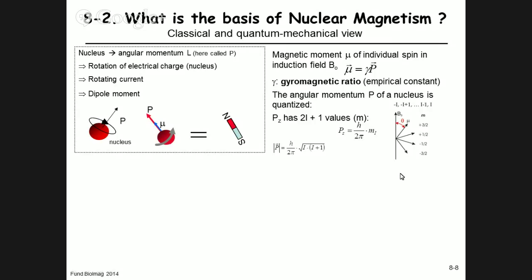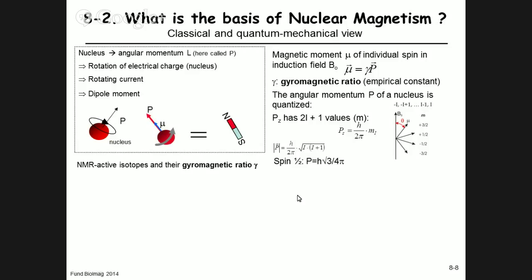One can still calculate and measure a total angular momentum of the nucleus or magnetic moment, but the Z component always has these four discrete values in this particular case. Of particular interest for our course is spin 1/2. So that means the angular momentum I is 1/2. So you have 2 times 1/2 plus 1, you have two possibilities. Total angular momentum is given here by this expression. And what it means for spin 1/2 is that you have two different possibilities of the Z component of the angular momentum or dipole moment.